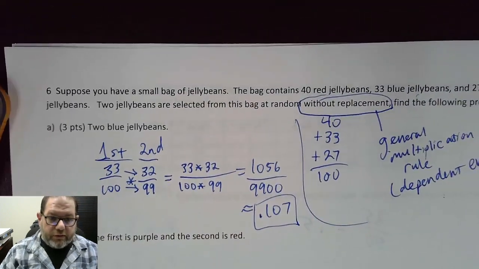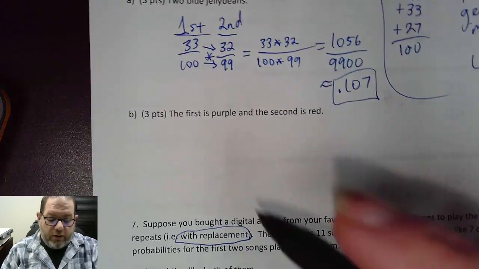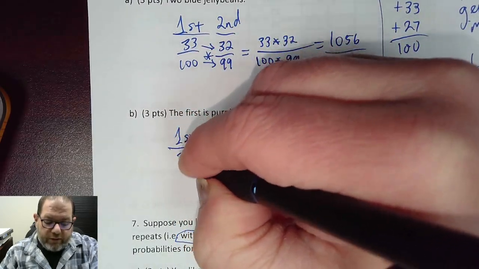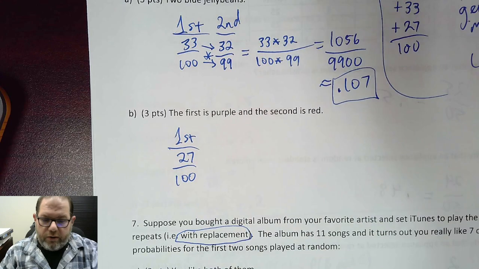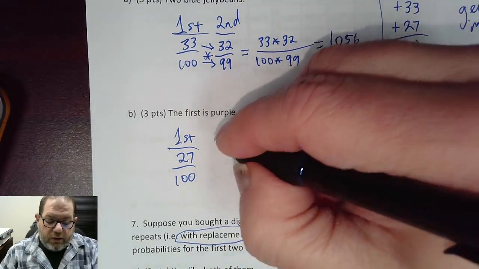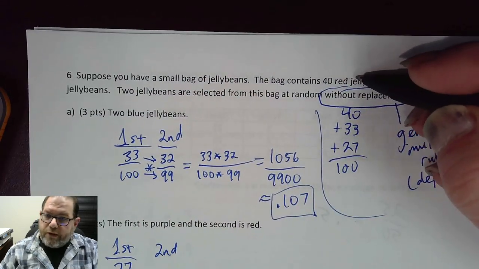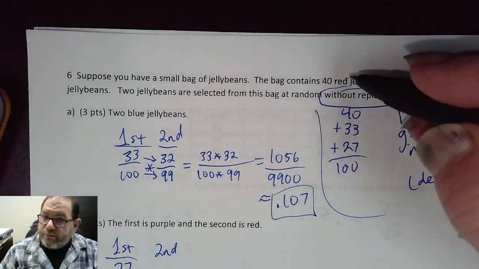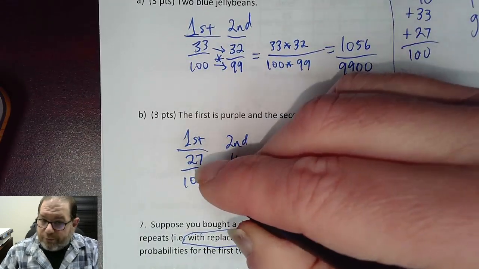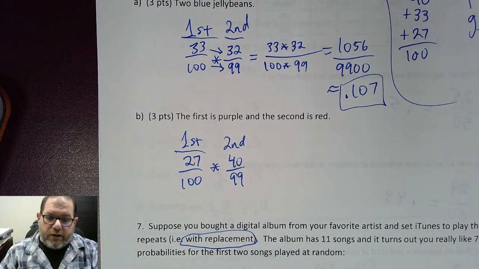And we go back and look, okay, well, there's 27 purple jelly beans to begin with. So we know in that first selection, there's a 27 out of 100 probability that we would select a purple jelly bean. And for the second one being red, there's still 40 red jelly beans in this bag because we haven't removed any of the red ones yet. But because we did remove a purple one, there are only 99 jelly beans left in this bag. Okay?